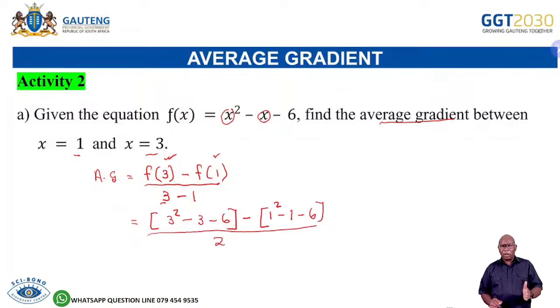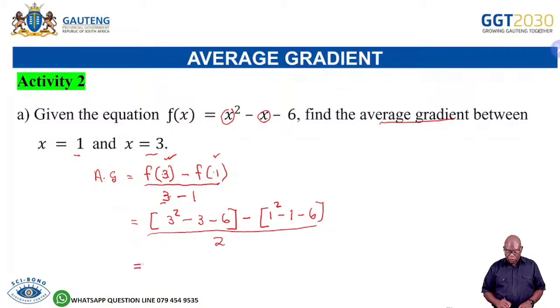From 1 to 3, it's 2 units, right? So we said 3 minus 1. So I'll start with the bigger number. Please do not swap. It's like the gradient of the straight line. Don't swap them. If you swap the top one, swap the bottom one. So what I'm trying to say is that if I say f of 1 minus f of 3, there I must say 1 minus 3. So I can't say f of 3 minus f of 1, then at the bottom I say 1 minus 3. Then my answer will be completely wrong.